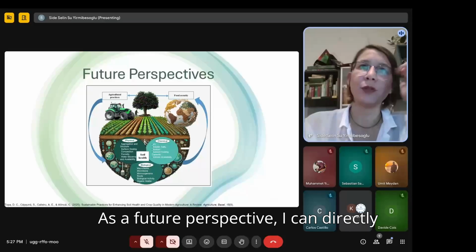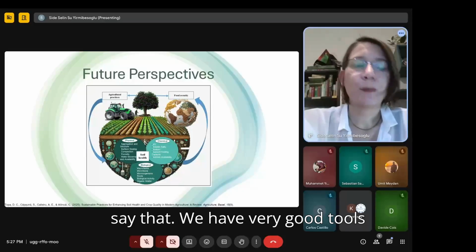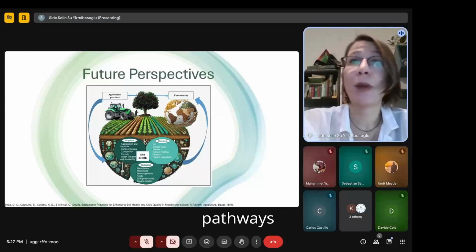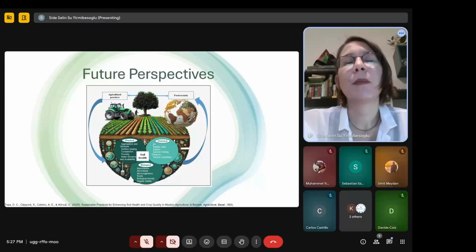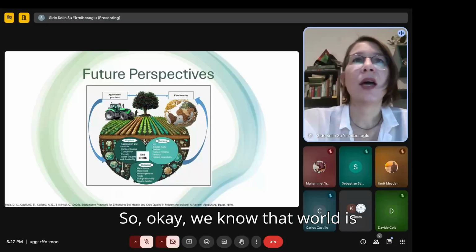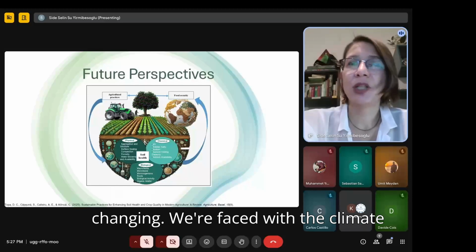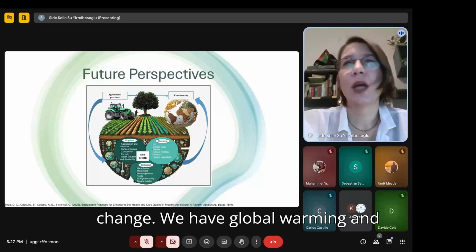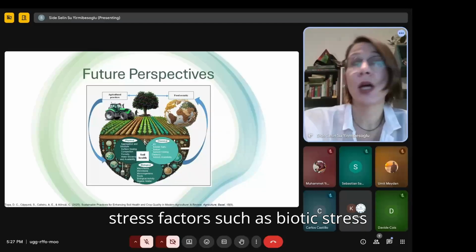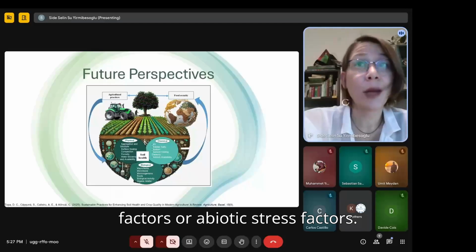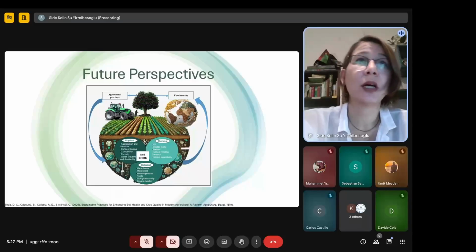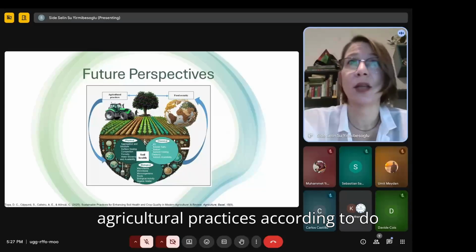As a future perspective, I can directly say that we have very good tools and we have very good molecular pathways that reside in the cells of the plant. So okay, we know that the world is changing, we face climate change, global warming, and everything is changing, including the stress factors, such as biotic and abiotic stress factors, and we have to adapt our agricultural practices accordingly.